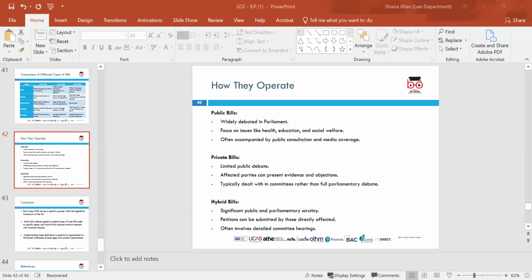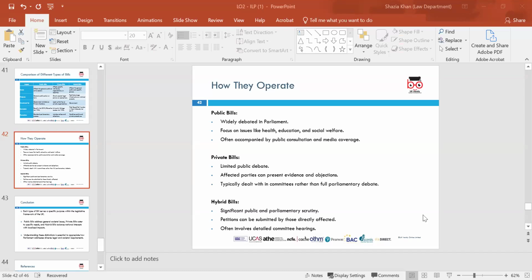A hybrid bill is a government measure which affects particular individuals or organisations, as well as the public interest. Petitions are submitted by the people who are affected, and the bill is subject to petition. A hybrid bill often involves detailed committee hearings. Some examples are the railway bill, promoted and sponsored by government, and the Planning Act 2008.